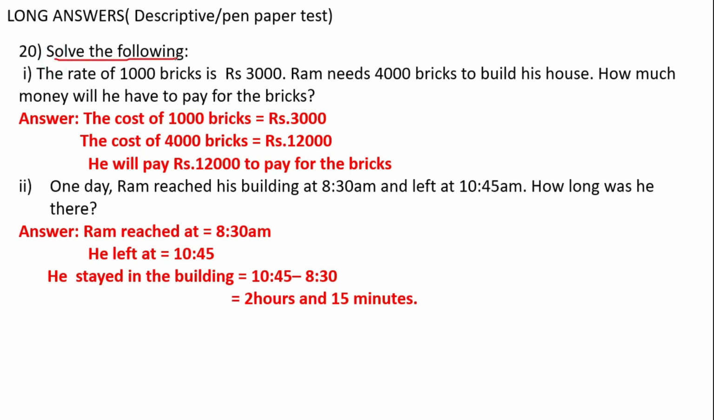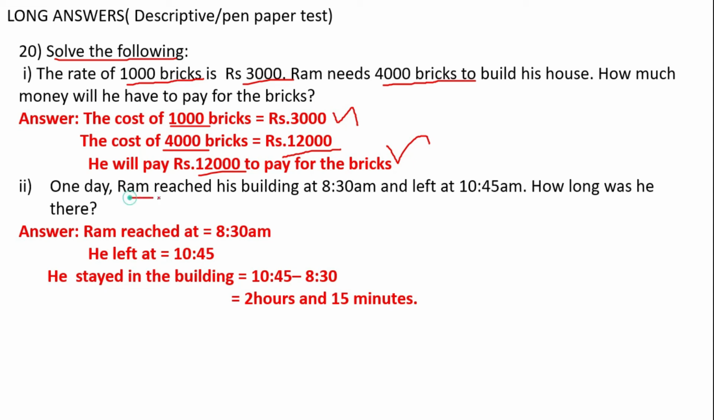Solve the following. The rate of 1000 bricks, 3000 rupees. Ram needs 4000 bricks to build his house. How much money will he have to pay for the bricks? The cost of 1000 bricks, 3000. So 4000 bricks, just you multiply by 4. 3000 multiplied by 4, 12,000. So he has to pay 12,000 for the bricks.